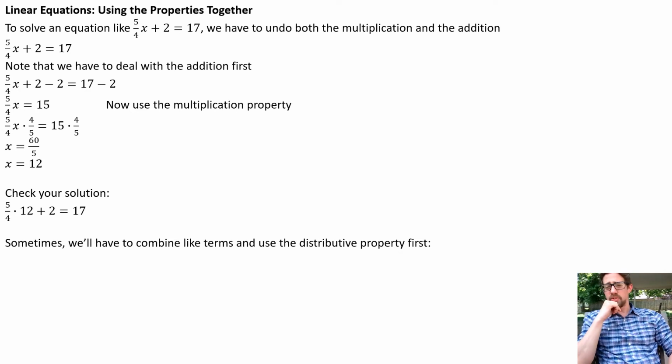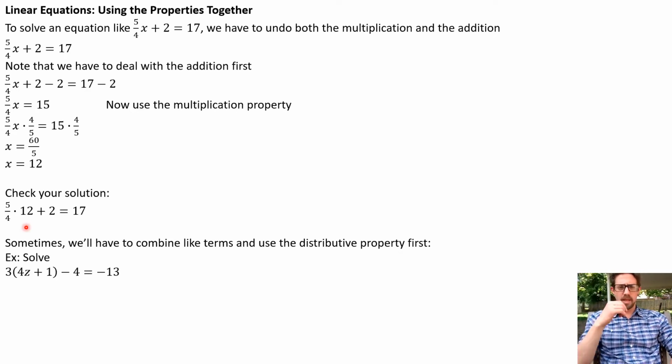Okay, so sometimes it won't be so simple. We'll have to do a little bit of cleanup using the distributive property first and combining like terms. And realistically, this is definitely the kind of one I'm going to put on the next test. So this is still a linear equation, even though it looks like it's got more stuff going on. 3 times 4z plus 1 in parentheses minus 4 equals negative 13.